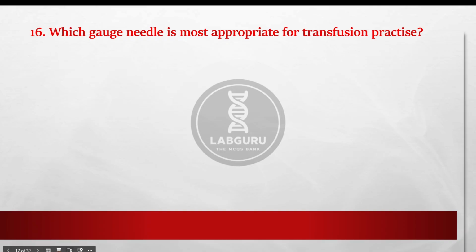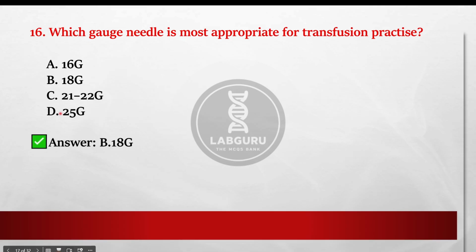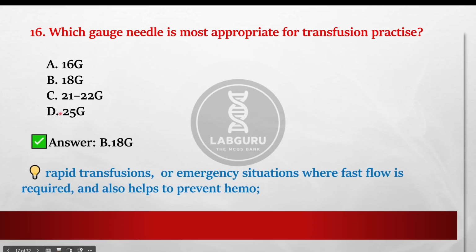Question number 16. Which gauge needle is most appropriate for transfusion practice? You can see here, it's not asking for routine vein puncture, it is asking for transfusion practice. Options are option A 16 gauge, option B 18 gauge, option C 21 to 22 gauge, option D is 25 gauge. The right answer is option B, that is 18 gauge. It helps in rapid transfusion or emergency situations where fast flow is required and also helps to prevent hemolysis. Okay.